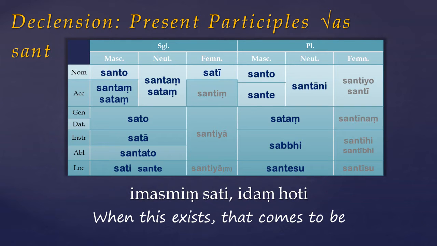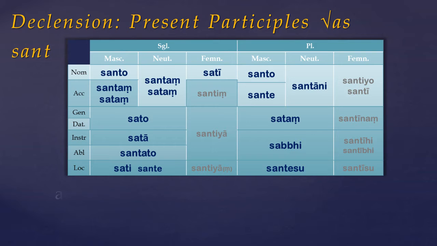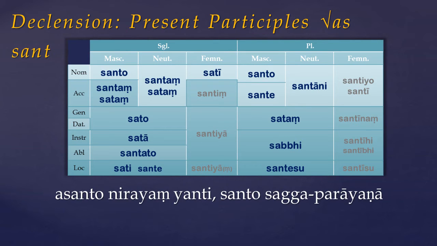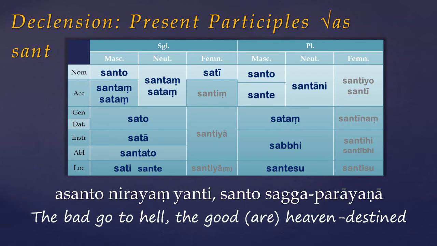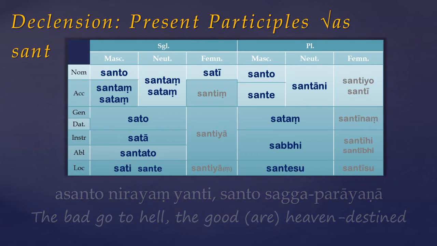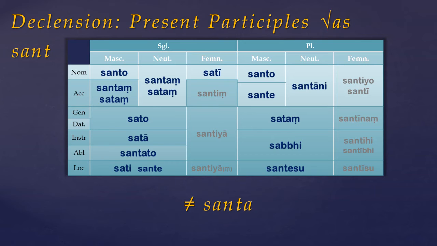Sant can also be used as an adjective, meaning good, real, or true, in which case it also can become a substantive meaning the good or the real. For example, the not good or the bad go to hell, while the good are destined for heaven. And note, it's very easy to confuse the present participle sant with the past participle santa from the verb sam, meaning calmed, which in the locative case is also sati.